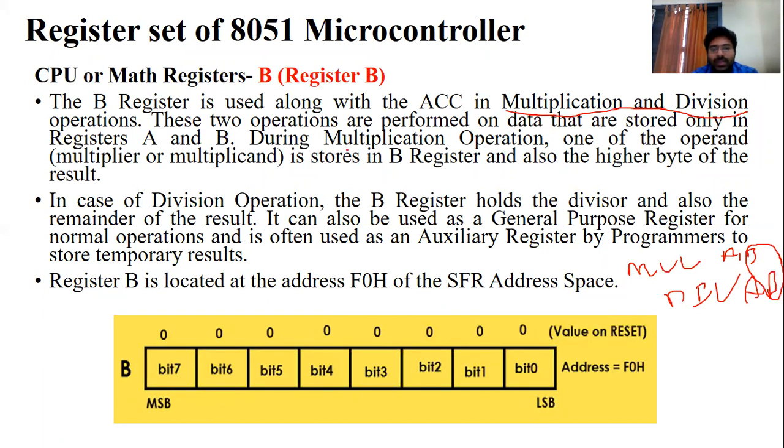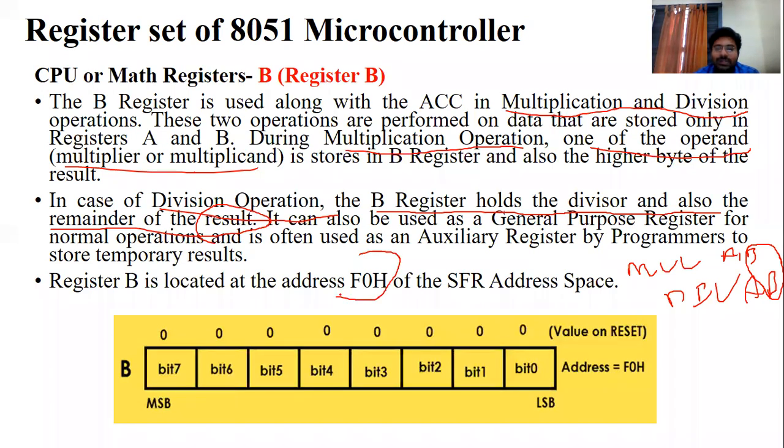In the multiplication operation, the multiplier or multiplicand is B. At the same time, in the division operation, register B holds the divisor and also the remainder of the result. So whenever you perform multiplication or division using the 8051 microcontroller, you must assign one of the operands as register B. Otherwise, the microcontroller will not perform those operations correctly.